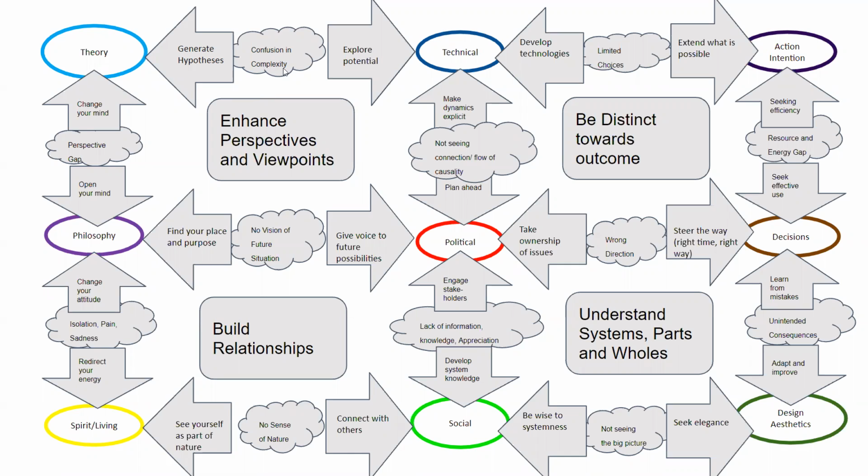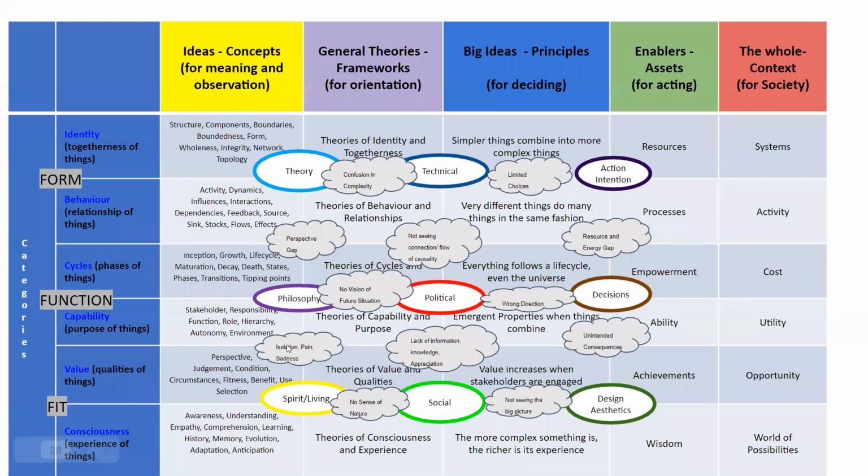So confusion in complexity is addressed with two pathways. One is generating hypotheses, which draws on the power of theory, and the other one is exploring potential, which draws on the power of the technical. So these are the positive pathways, which are an overlay on top of this. Yeah, so you think of it like a sandwich with the pathologies and the pathways as the glue in the center, or the strawberry jam, if you like.